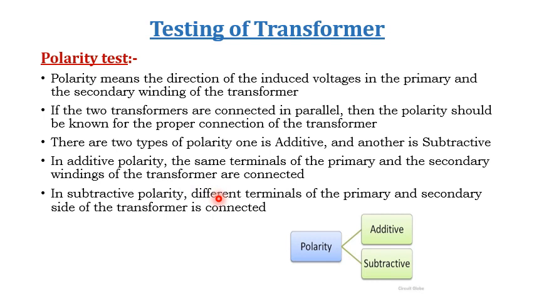Different terminals of the primary and secondary side of a transformer are connected. If one terminal of the primary side, with positive potential, is connected to the negative potential of the secondary side of a transformer, such a type of polarity is called subtractive polarity. So let us discuss how these polarity tests can be conducted in the next slide.